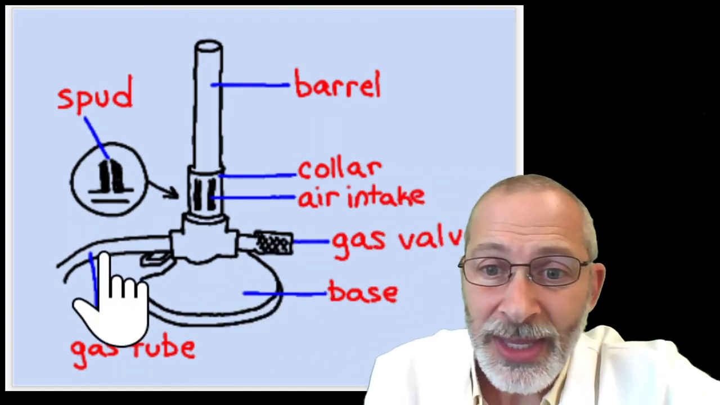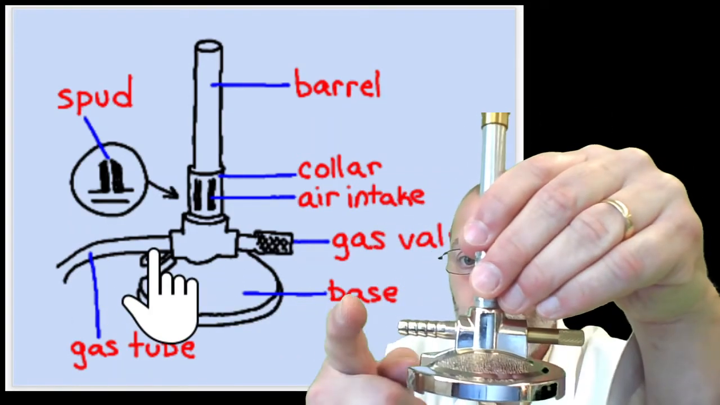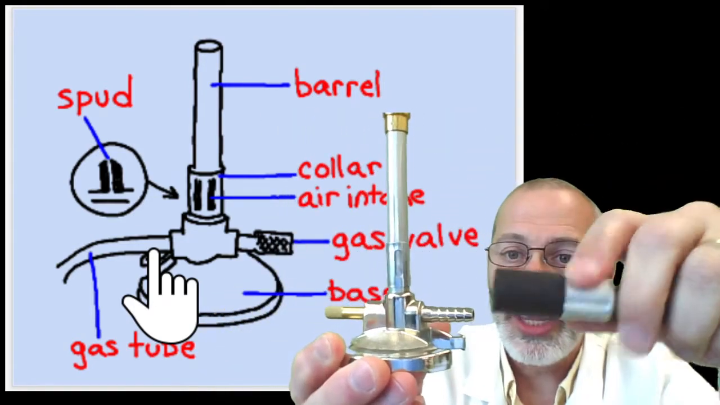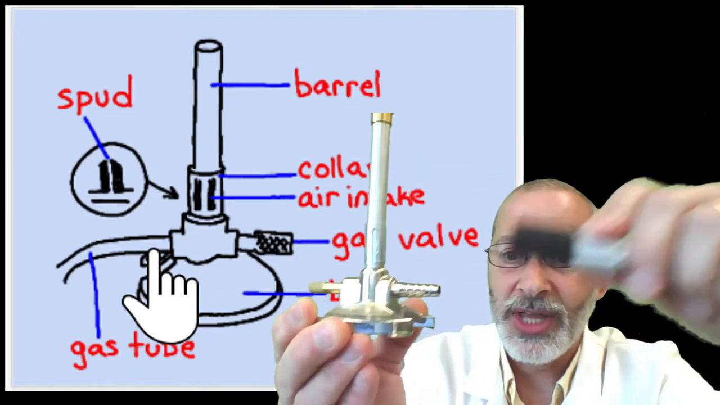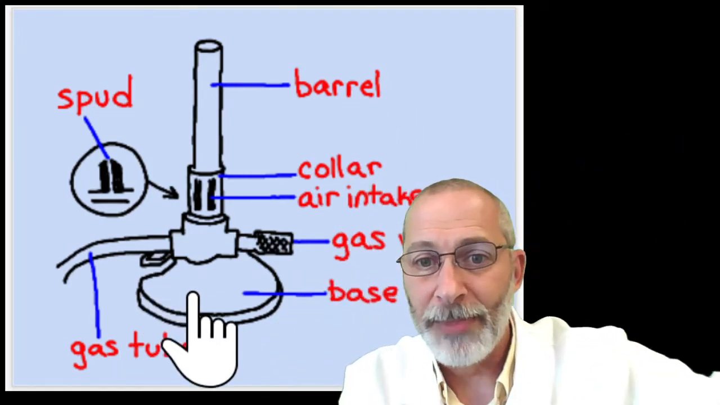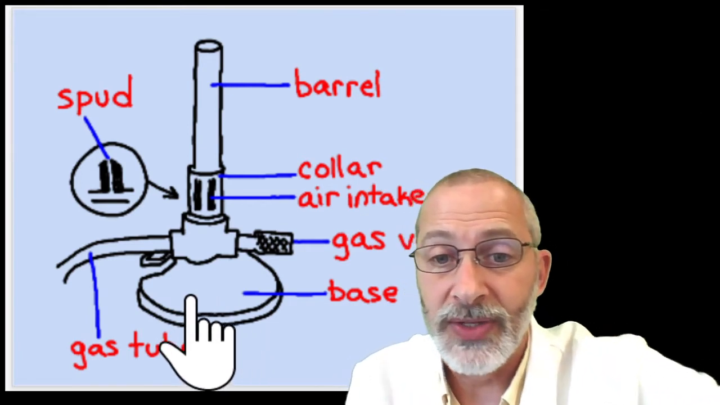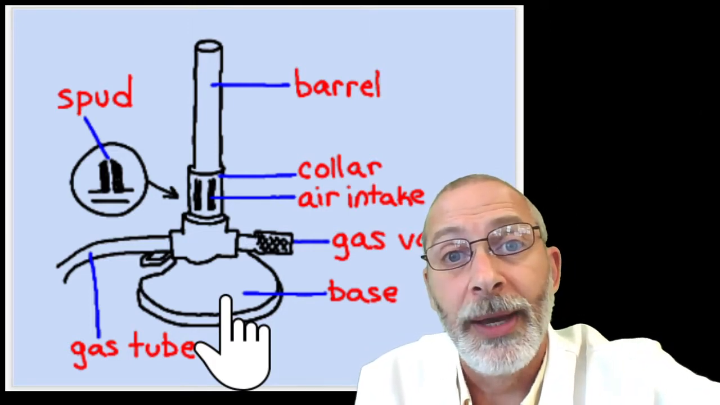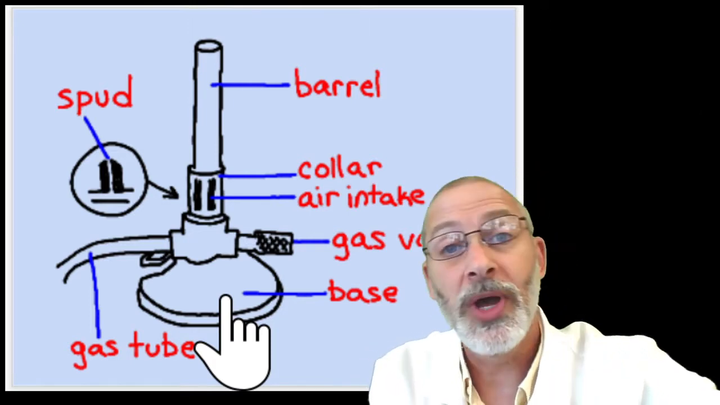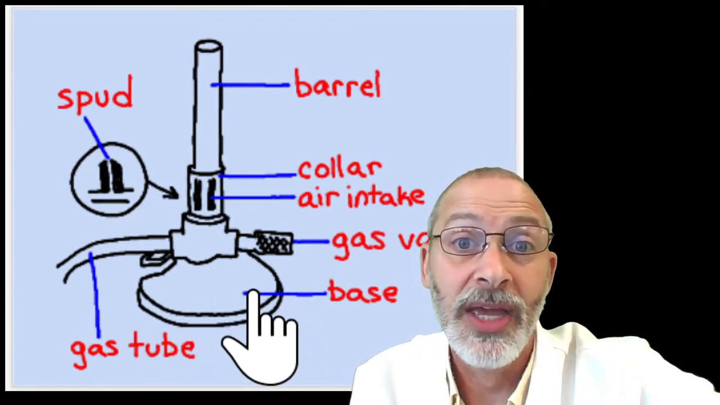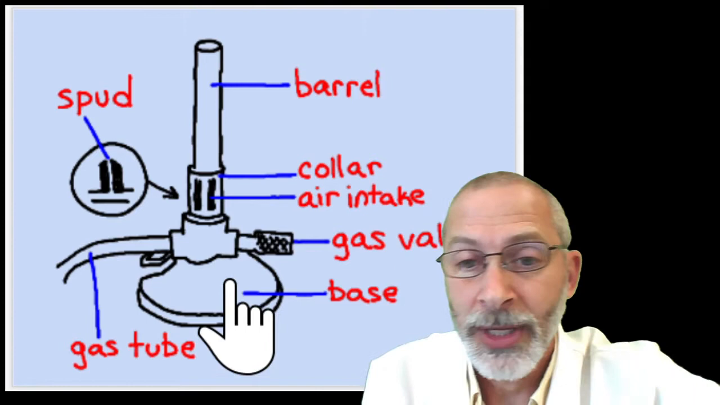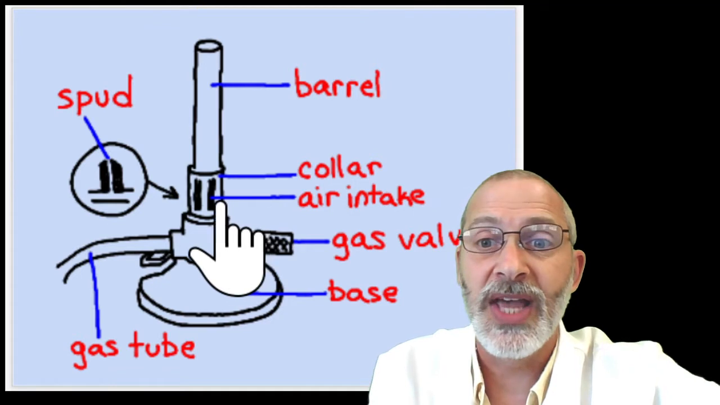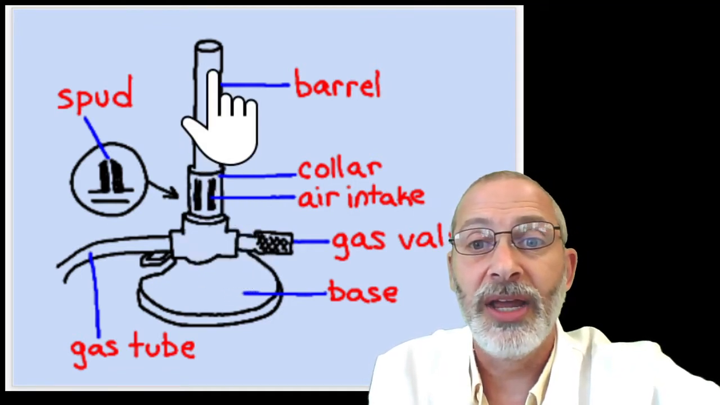On the other side is where we connect the gas tubing. The gas tubing is connected to the other side like this, and we'll go over those steps tomorrow. And on the very bottom of your Bunsen burner is the base. The base, obviously, at the bottom, just like last year with the microscopes, the bottom of the microscope is the base. Well, the bottom of a Bunsen burner is its base. It's all about the base. All right, so we've got the base where the gas tube connects, gas valve, the spud inside the air intake and the collar, and the barrel at the top.